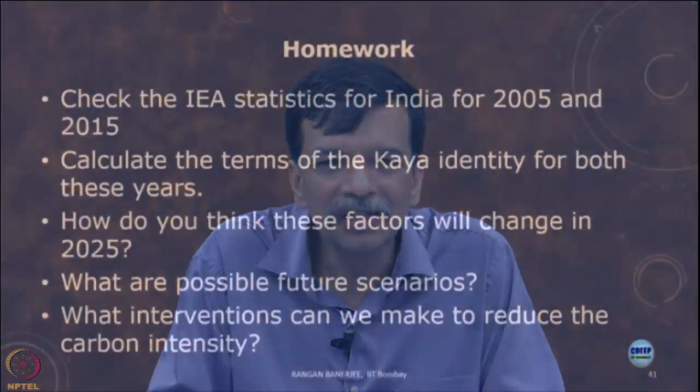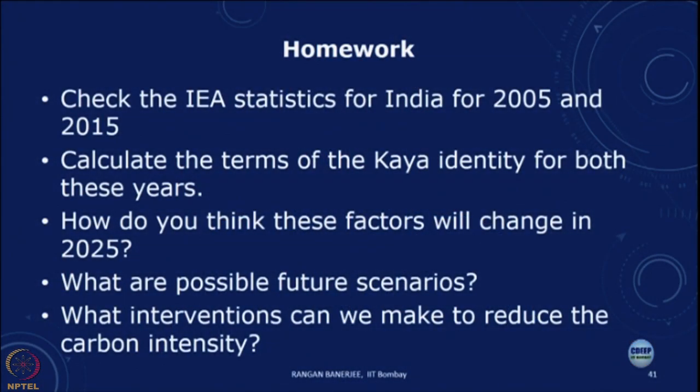You can do as homework: check the IEA statistics for India for two years, I am suggesting 2005 and 2015. Calculate the terms of the Kaya identity for both these years and think about how these factors can change in another 10 or 20 years. What are the possible future scenarios, and what interventions can we make to reduce the carbon intensity? As we go along in this course and look at economics and policies, towards the end we will discuss some of this. We will also have a recording of some of the country studies where some of our students will present some of the countries and what they are doing in terms of the Kaya identity and the policies.